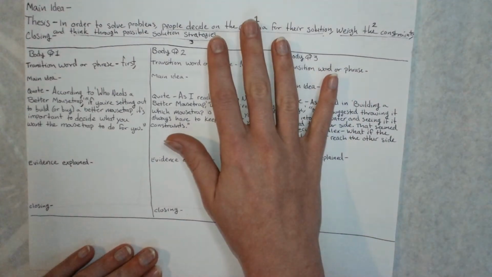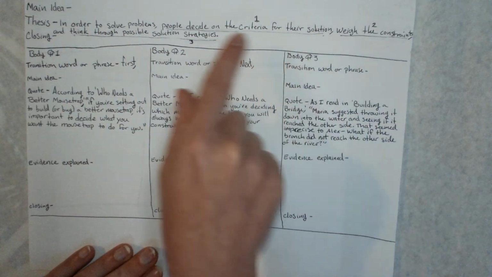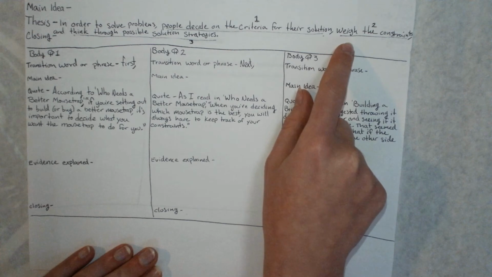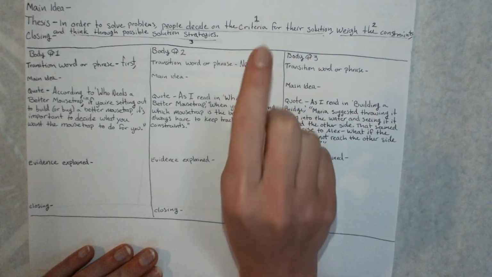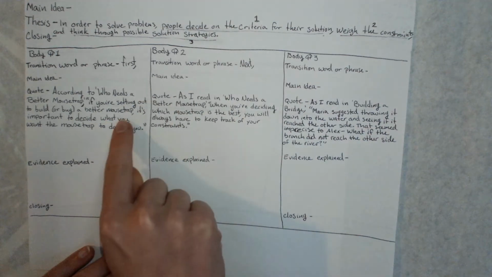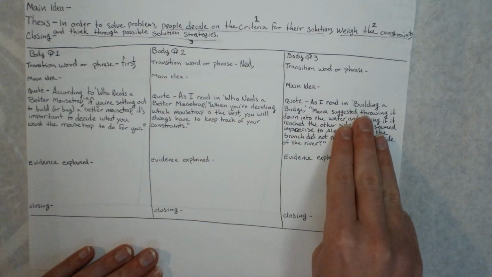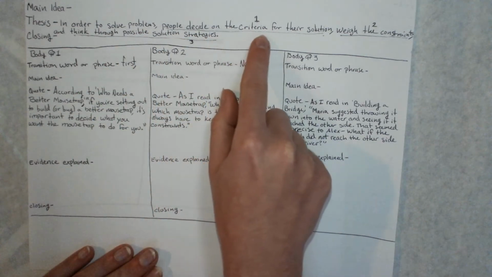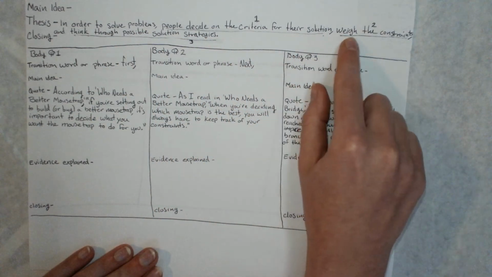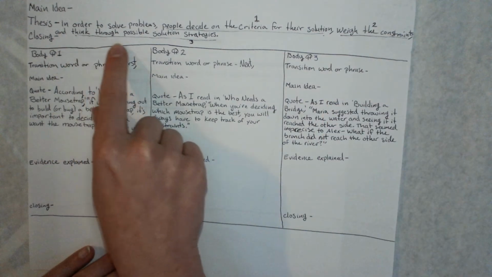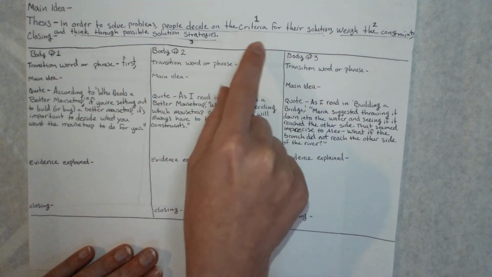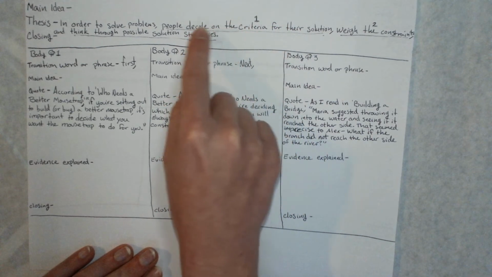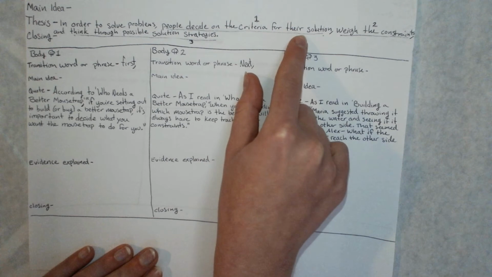Now, whenever we return to our writing, it's a good idea to reread our work that we've done already. I'm going to reread my thesis out loud now. My thesis, that one sentence with 3 key points to go with each of these 3 body paragraphs. It says, in order to solve problems, people decide on the criteria for their solutions, weigh the constraints, and think through possible solution strategies. My first claim, my first point in my thesis is about people needing to decide on the criteria for their solutions.